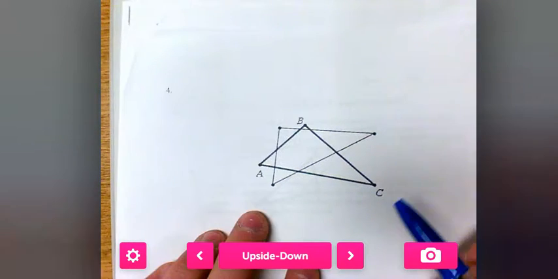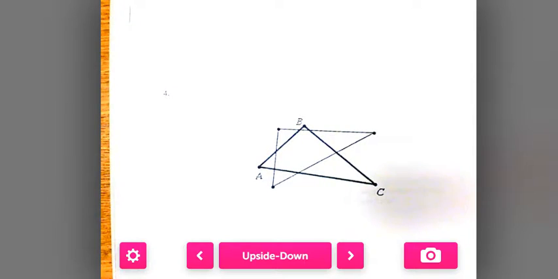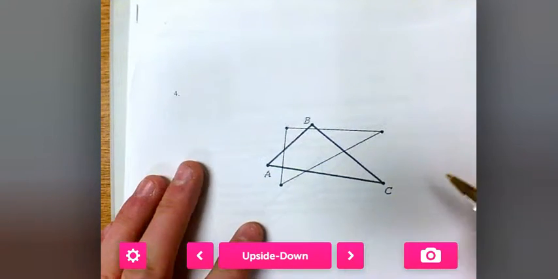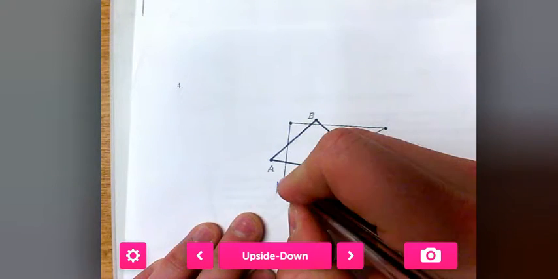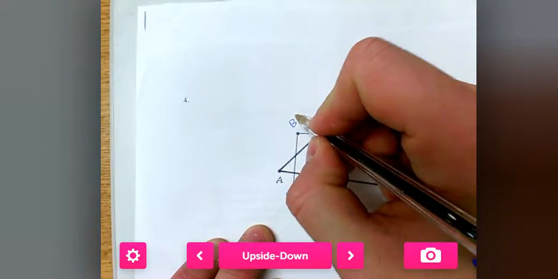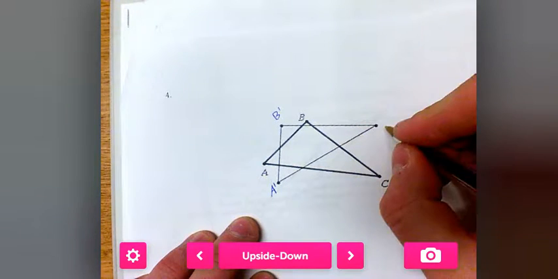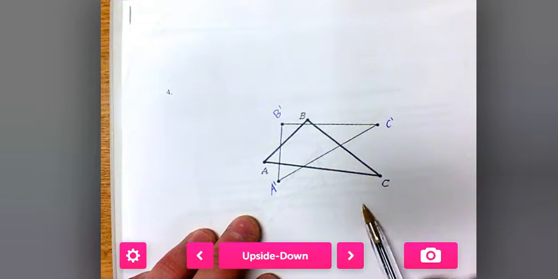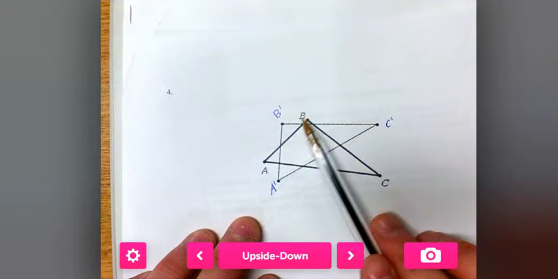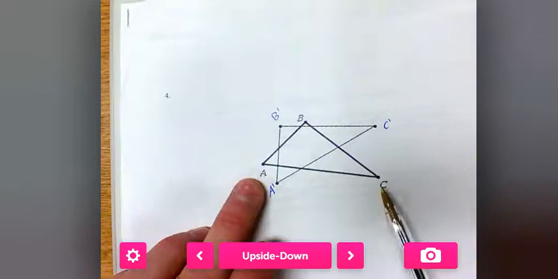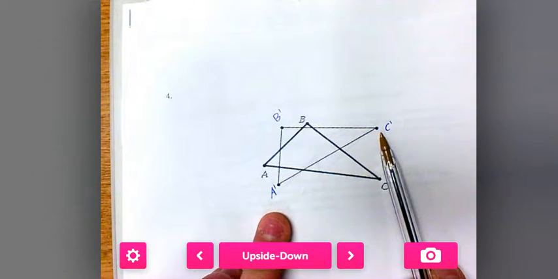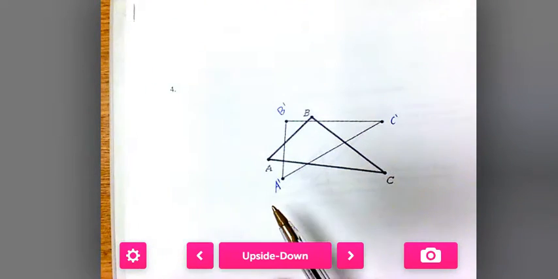All right. So, first thing that we've got to do is label our new points. We know that this one is A prime, B prime is up there, and C prime is all the way over there. If you're confused, you can know that by saying B on the original is between A and C. So B prime is going to be between A prime and C prime.